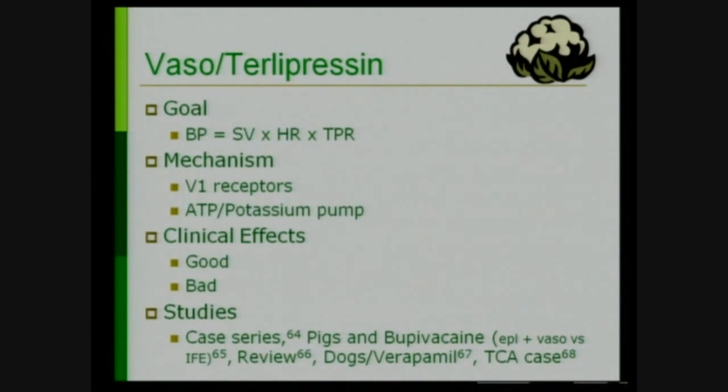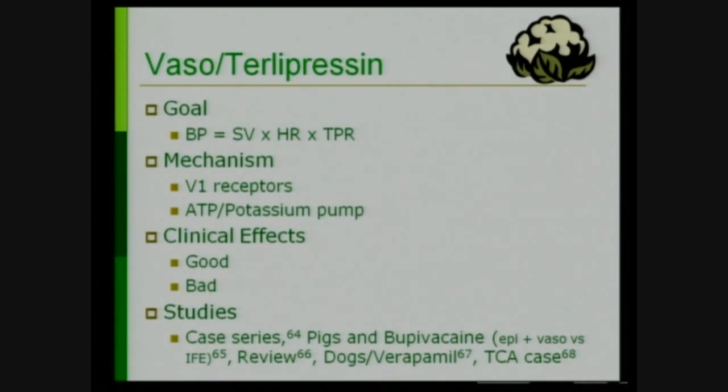So there's certainly many different case reports and case series in the literature. This study, interestingly, they poisoned pigs with bupivacaine and found that the epi and vasopressin had better results than the intralipid. So that was one sort of going against the intralipid. Certainly, in this dog model with verapamil, they actually did not do well with the vasopressin. And this is a case report with a TCA, actually, that responded to vasopressin.